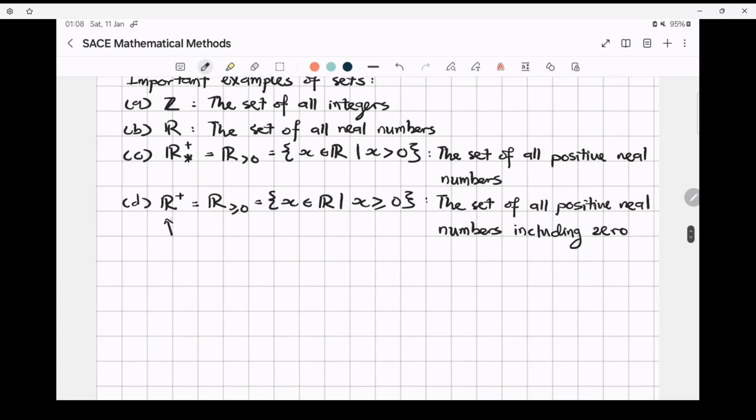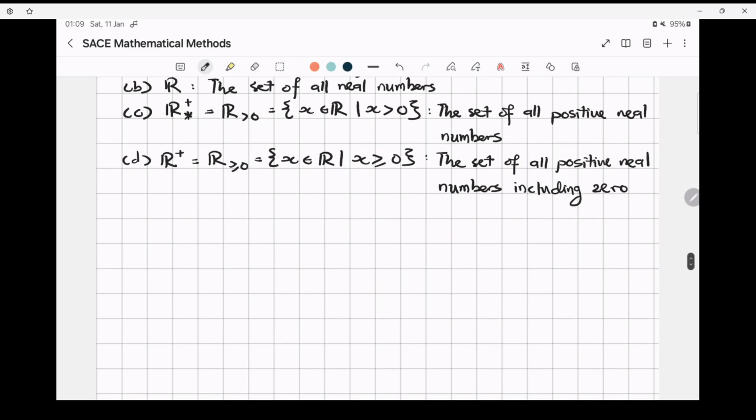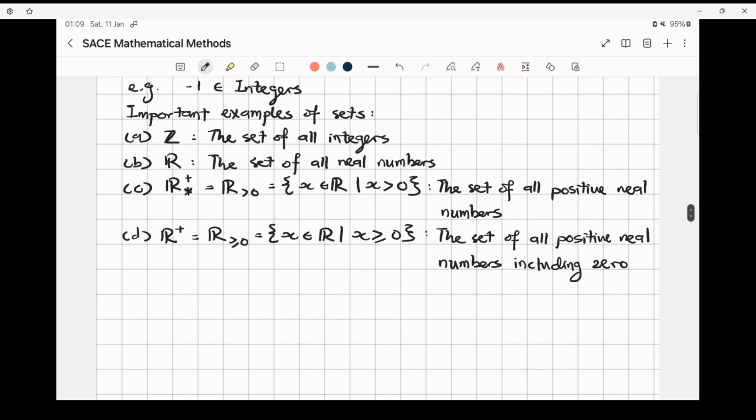So this notation means different things in different books. Some books say that this is the set of all positive real numbers, which does not include 0, and some books say that it includes 0. In order to avoid confusion, it is better that you denote the one with the star at the bottom as the set of all positive real numbers, and you keep R plus as the set of all positive real numbers including 0. Then you won't get confused. So those are the important examples of sets.